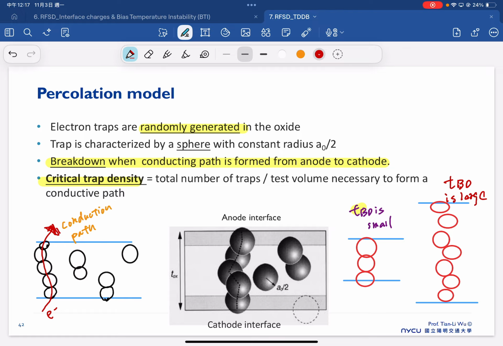That's why this population model is very important. Of course, even without a population model, it's still very intuitive to understand that with a thin dielectric you get breakdown earlier, and with a thicker dielectric you need a longer time. But anyhow, with this model, we can perfectly explain the time to breakdown, and we can also perfectly explain the Weibull distribution and so on.